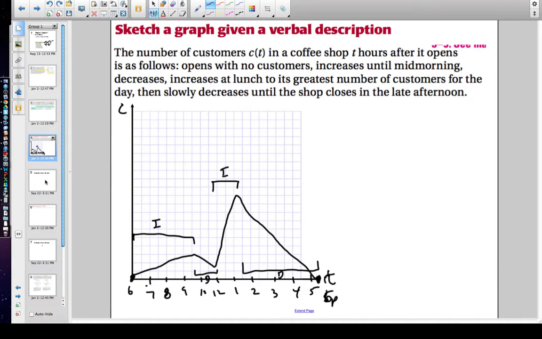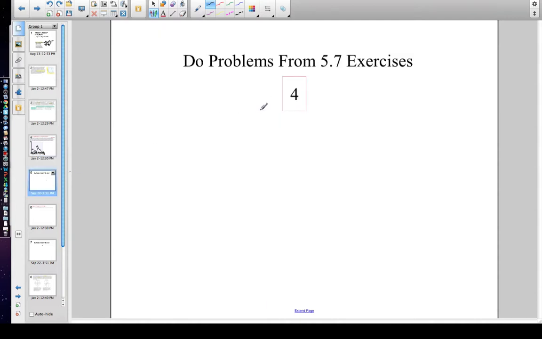Okay, so go ahead and give some practice on that. This was obviously not super specific. It didn't give a lot of details. So go ahead and do problem 4 to get some practice on doing this sort of thing, and then come on back.